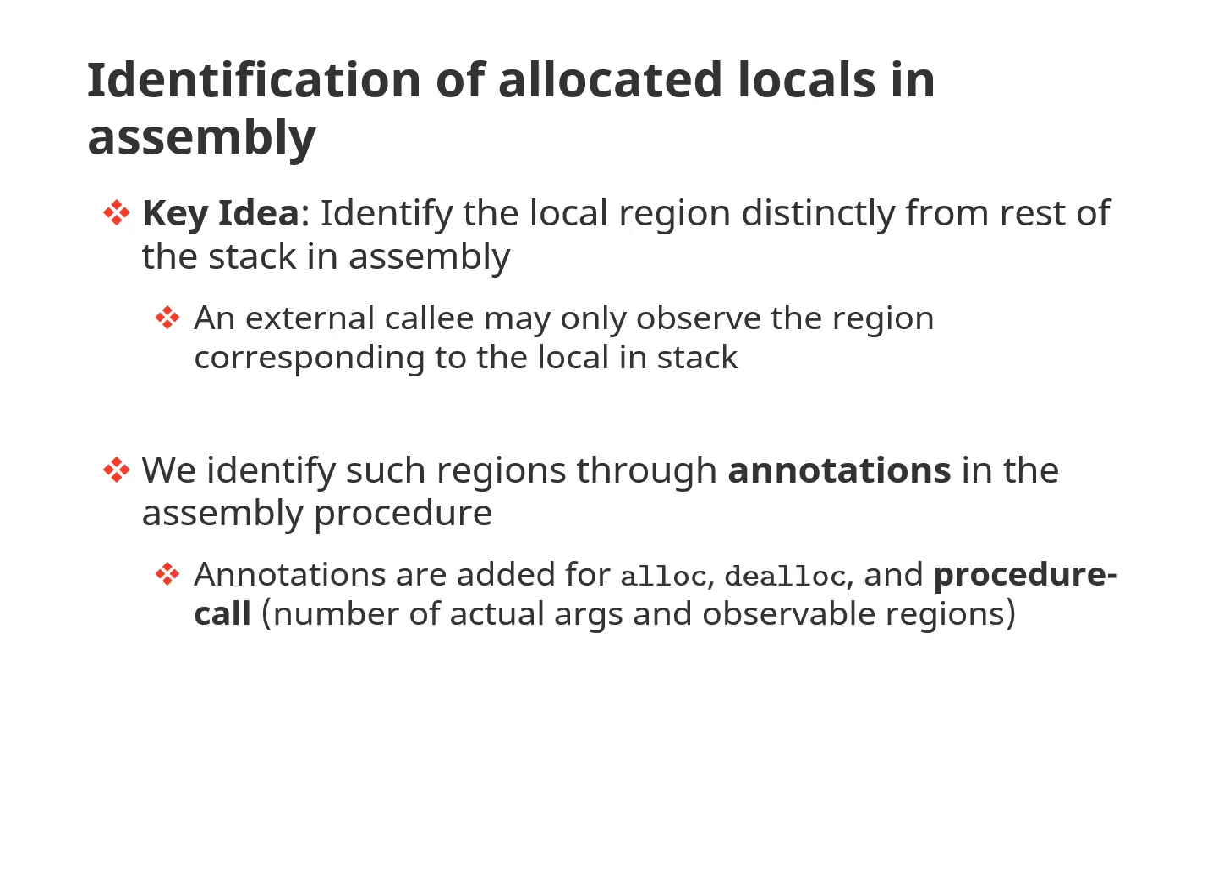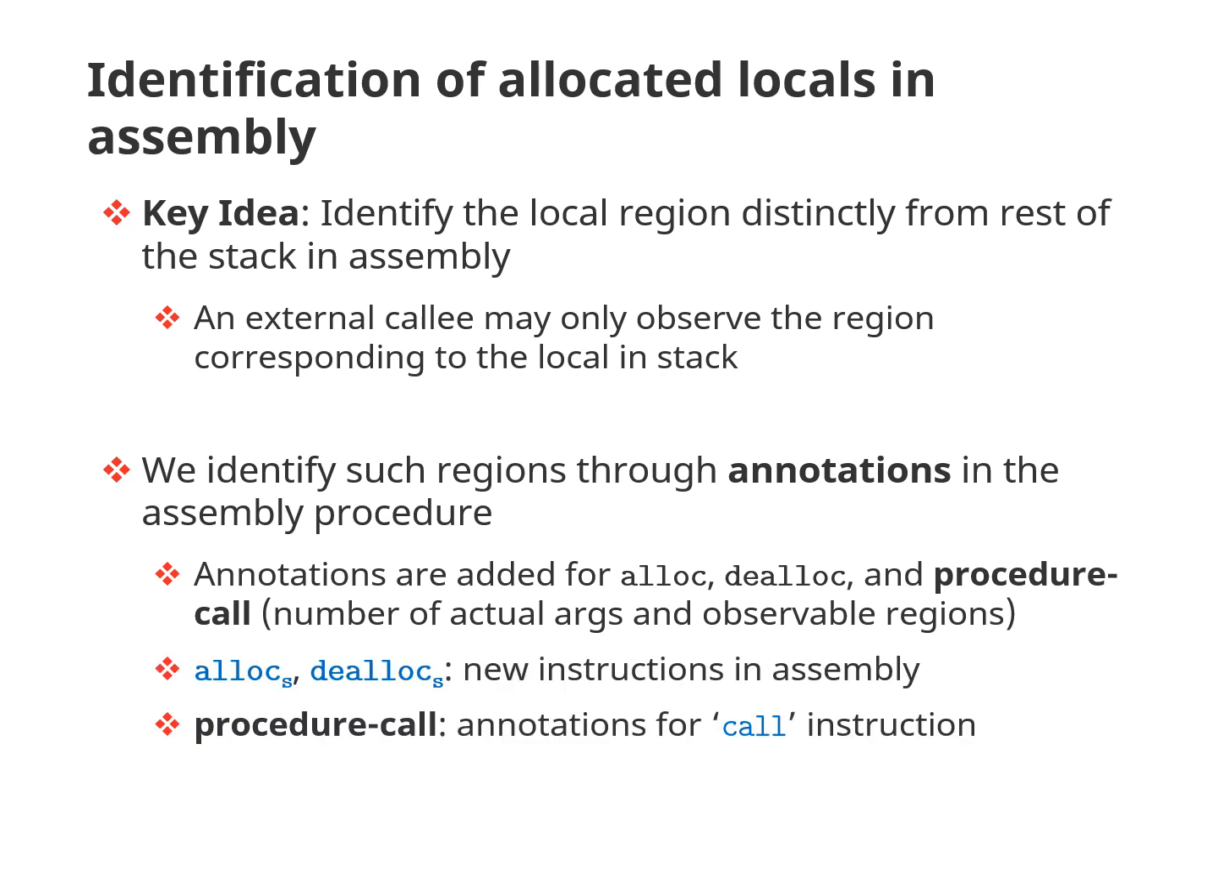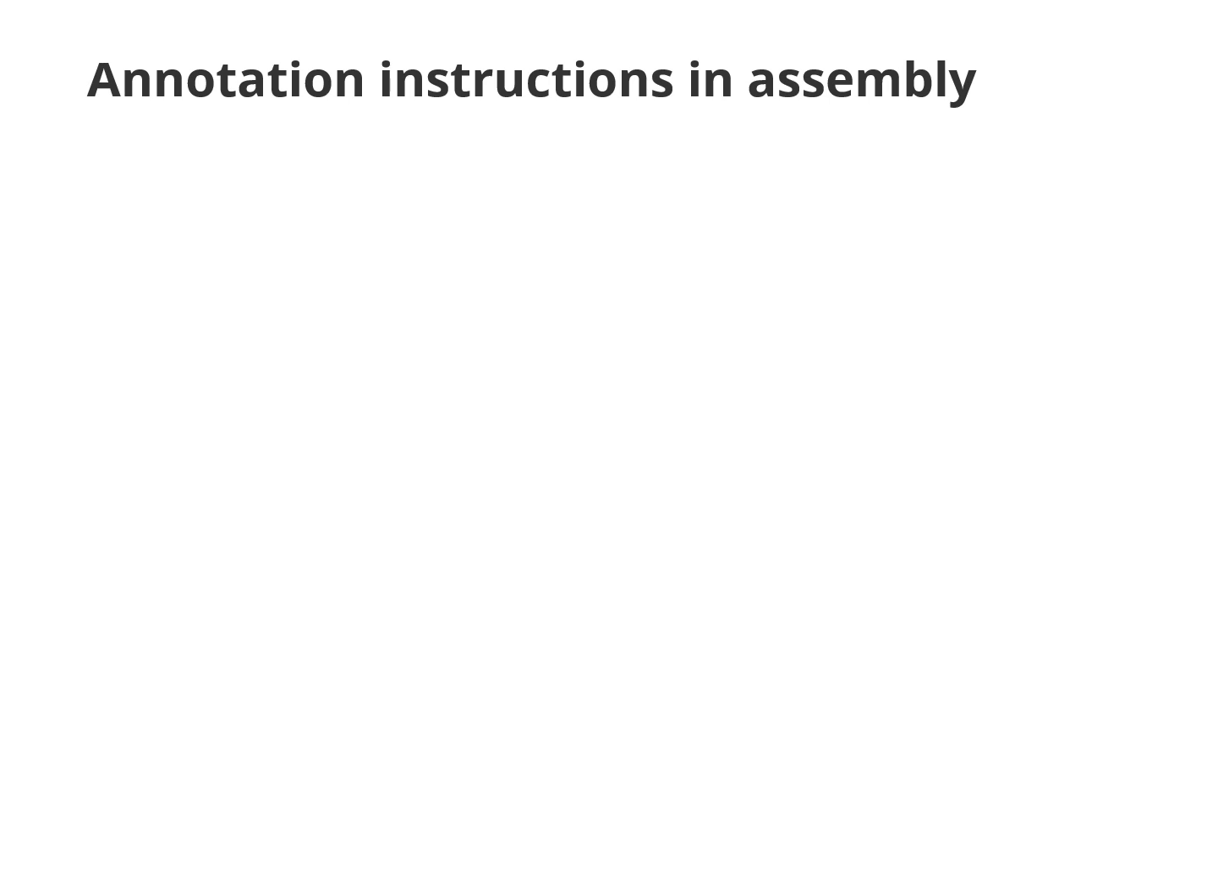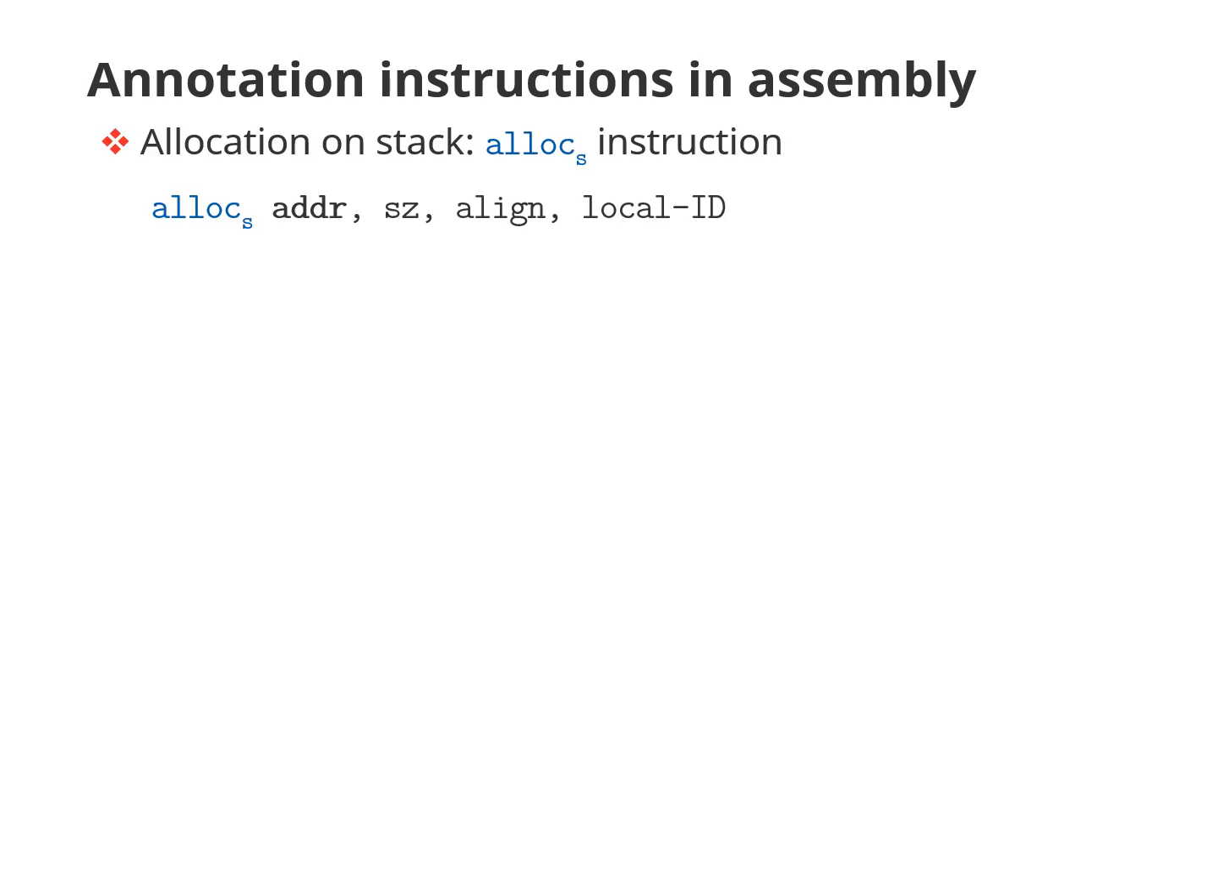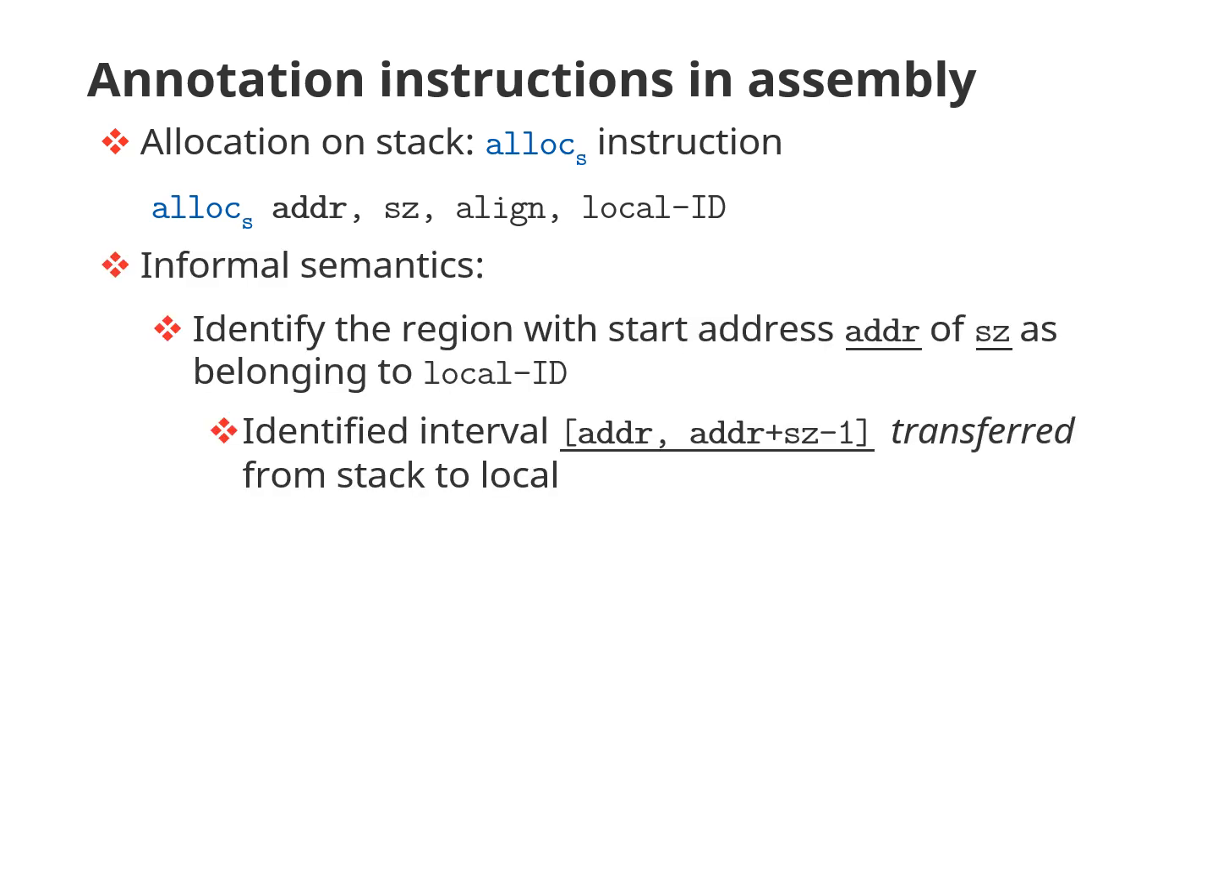We add annotations for allocation, deallocation, and procedure call events. For allocation and deallocation, we define new alloc_s and dealloc_s instructions. For procedure call, we add annotations to the assembly call instruction. An annotation for local allocation is identified through a new allocation on stack indicating alloc_s instruction, which takes 4 arguments: address, size, required alignment, and identifier of the local. Alloc_s identifies the region of size starting at address as belonging to the local.